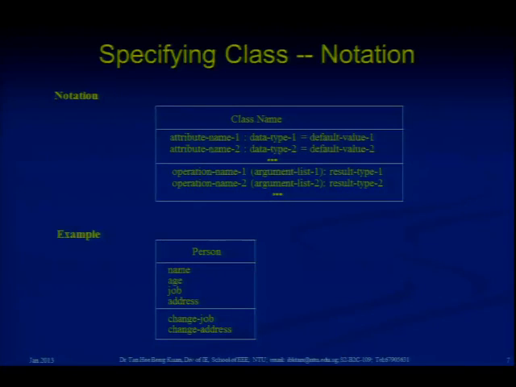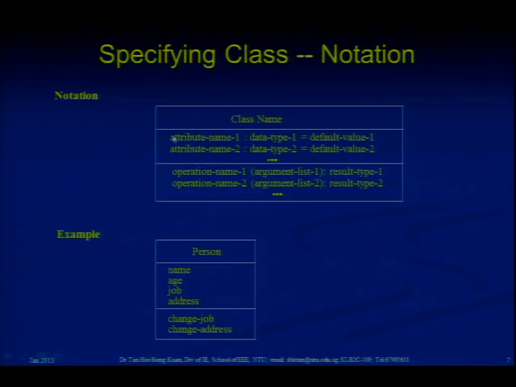a set of attributes to define information of the object, and we use a set of operations to define the tasks associated with the object. So attributes will be defined in the second region, and operations will be defined in the third region. And this is the format to define an attribute.